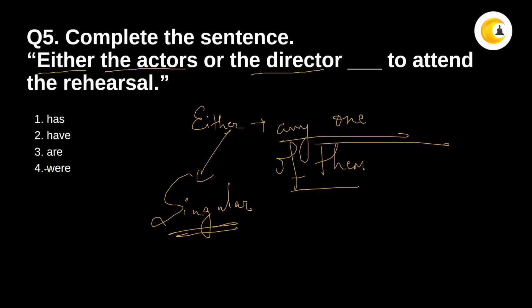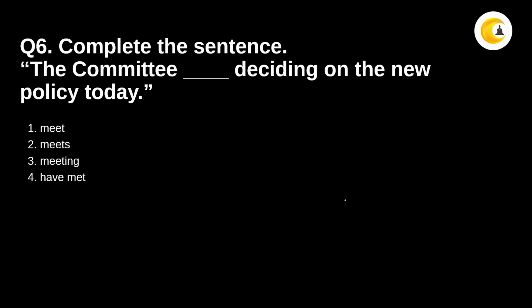If you look into the options, were, it can't be. Are is also plural. Have is also plural. Left with just one thing, that is has to attend. Okay. So your answer is option number 1. Going to the next one. Your 20 seconds starts now.